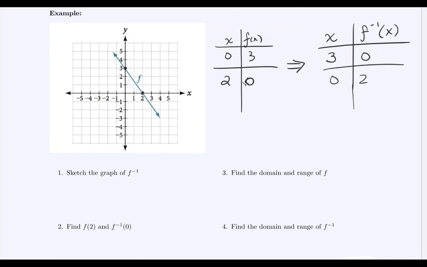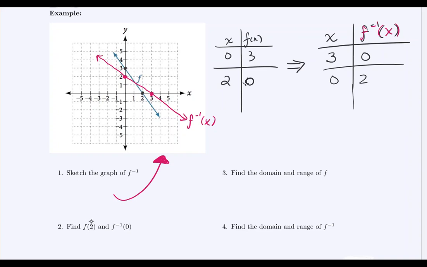Now I could graph these 2 points, and since its inverse would also be a straight line, 2 points would be enough to graph it, because the inverse of a straight line is another straight line in this case. So let's graph f inverse here in this color. So we'd go over 3 and go up 0, and we'd be at x equals 0 and we'd go up 2. So we've sketched a graph of f inverse above by picking a few key points and remembering the inverse switches the input and output pairs.